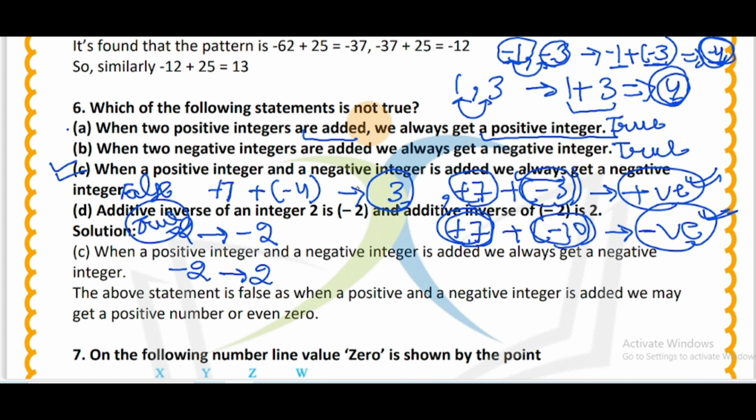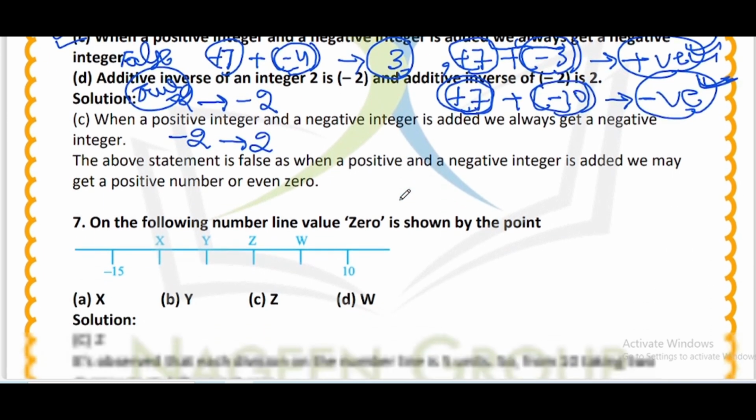Then part C, when a positive integer and a negative integer are added, we always get a negative integer. When a positive integer is added with a negative integer, then it may be positive or it may be negative. The question says it is always negative. It means it is false. Then part C is the right answer. Let's see question number 7.